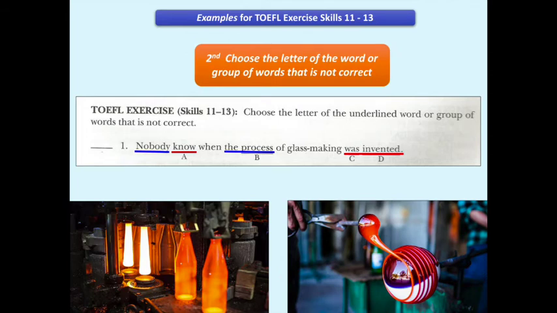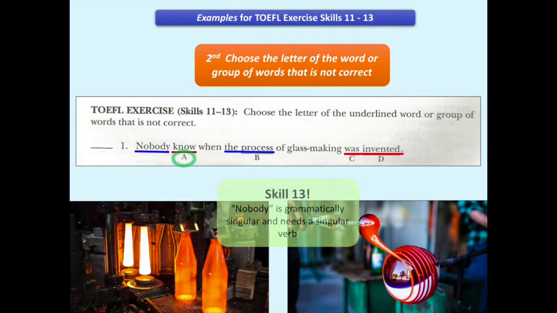Okay, now for this part of the exam, you choose the letter of the word or group of words that is not correct. So let's look at the sentence. Nobody is one of those words from skill 13. It is grammatically singular and it needs a singular verb. But look, "know" is not a singular verb. So for this sentence, you should circle the underlined verb.